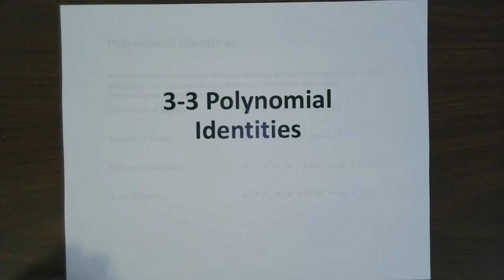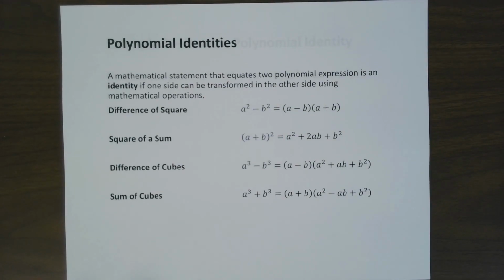Hi, today's lesson is on polynomial identities. There are four main polynomial identities, which are the difference of squares, sum of squares, difference of cubes, and sum of cubes. So these are just special cases that show up a lot. And using this, you can use a lot of shortcuts to just get past it real fast.